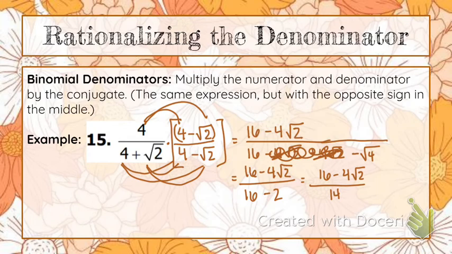And then we have to look at all 3 coefficients or constants and see if they have any common factors. And they can all be divided by 2. So to simplify and get our final answer, we are going to have 8 minus 2 square root of 2 divided by 7. And that's your final answer. Let's do another one of these.